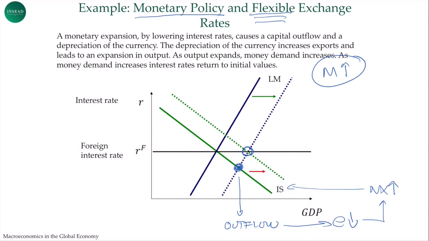So what do we learn? We learn that expansionary monetary policy increases GDP through effects on interest rates initially and later on the exchange rate and net exports. And we end up at a place where our interest rate goes back to the foreign interest rate level because it has to. That has to be the new equilibrium, but our GDP is higher than it used to be.